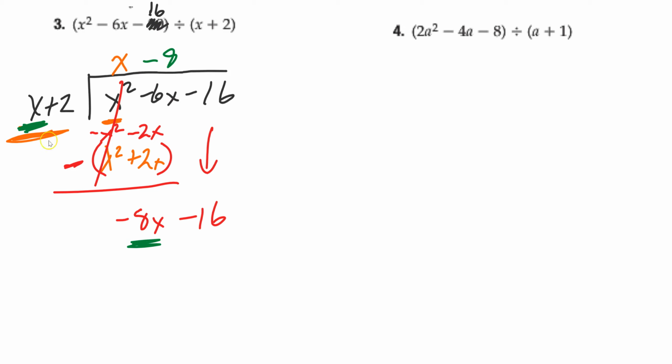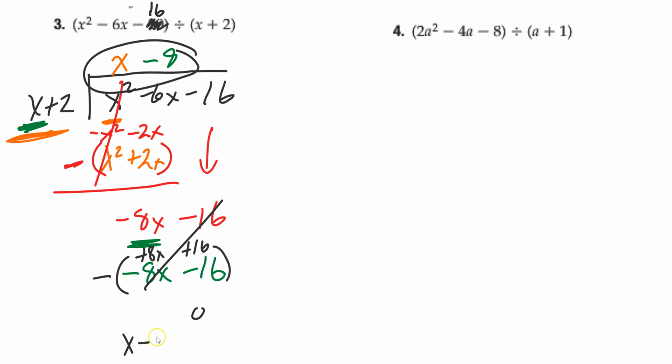Negative 8 multiplied by both of these, and I get negative 8 times x is negative 8x. Negative 8 times 2 is negative 16. Again, we are subtracting. So it's minus, distribute, you get positive 8x and positive 16. They cancel out, I get no remainder. Answer is just x minus 8.